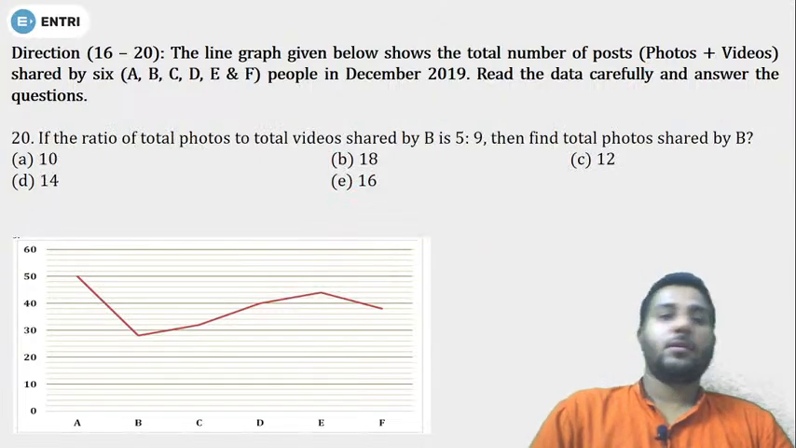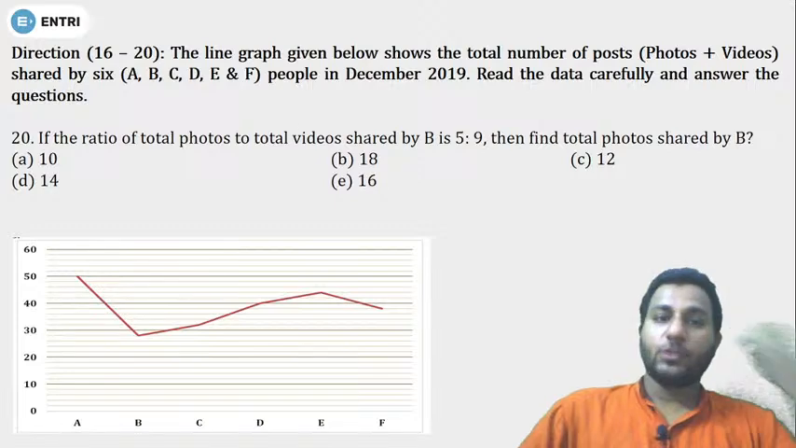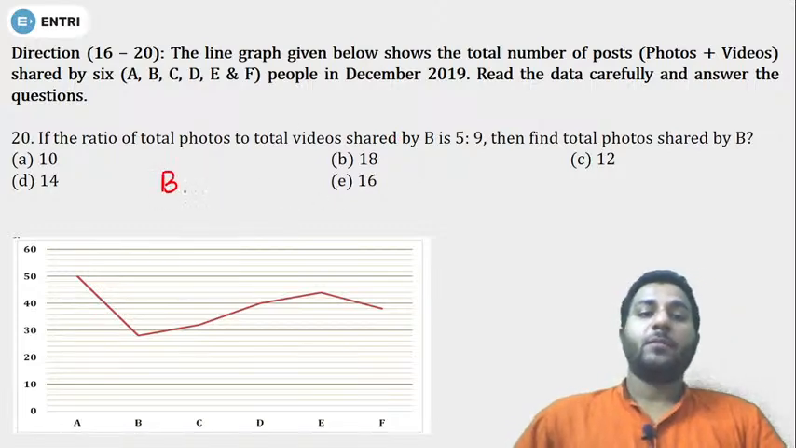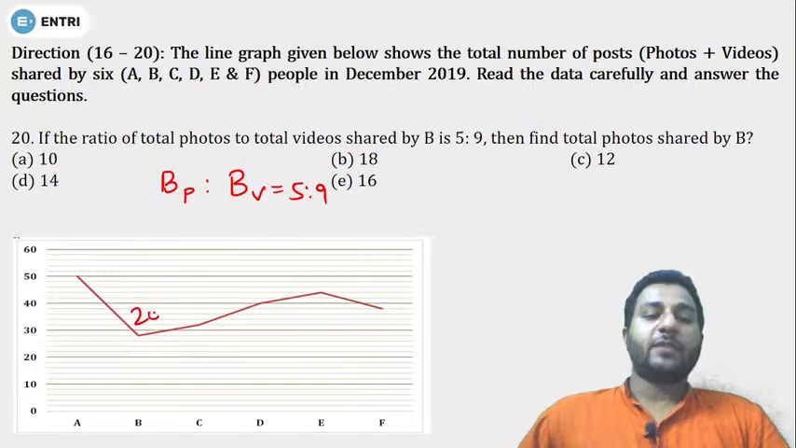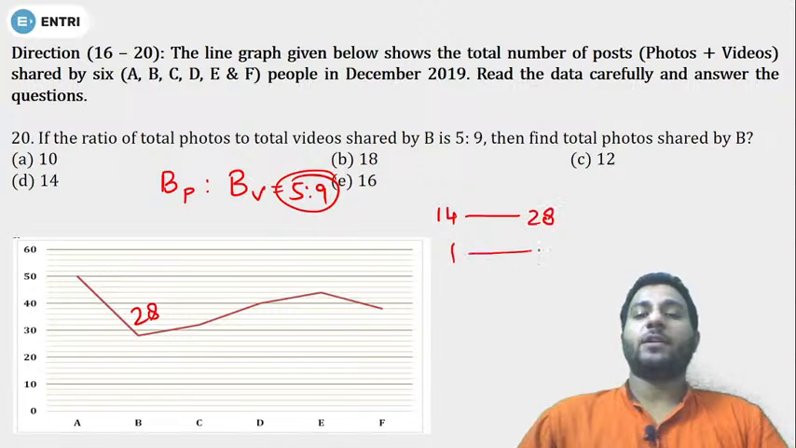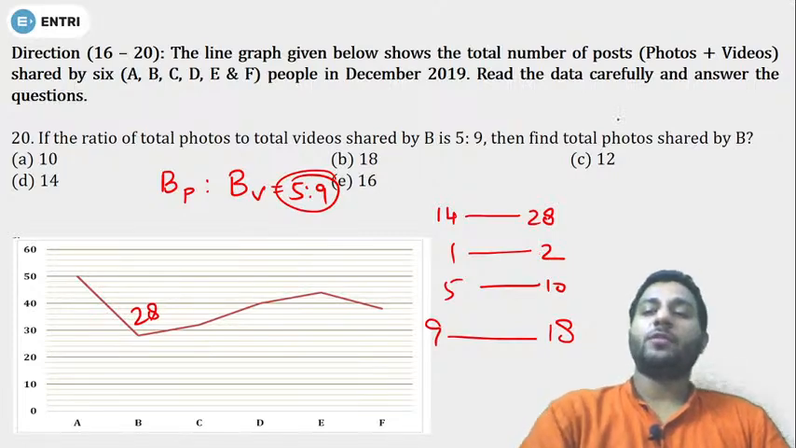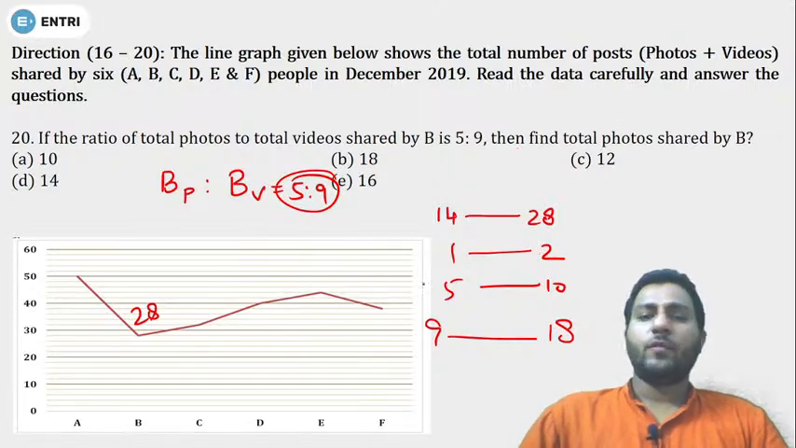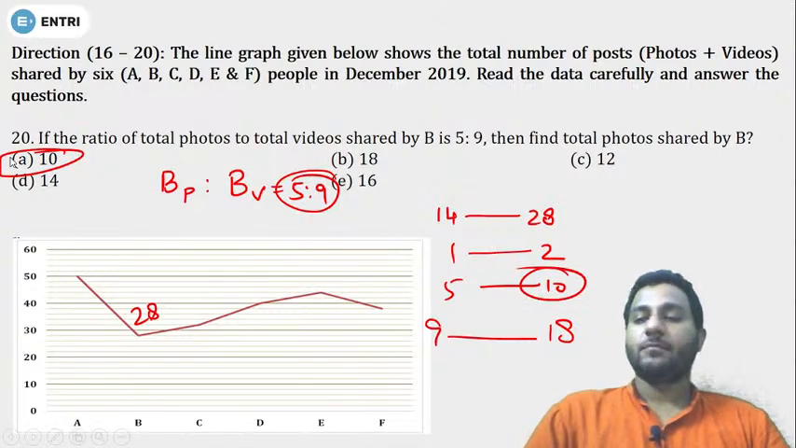Next, the ratio of the total photos to total videos shared by B will be 5:9. So B's total data has been given as 28. Now clearly this 14 ratio has to be equal to 28, 1 ratio equals to 2, 5 ratio equals to 10, 9 ratio equals to 18. Then find the total photos shared by B. Photos. So photos will be 10. Got it? A. Okay. So very well. I hope you all have understood it.